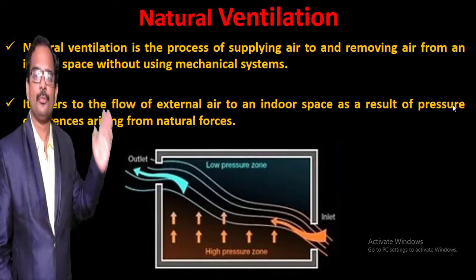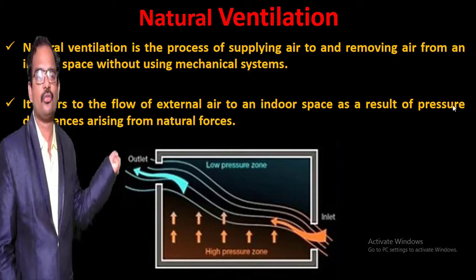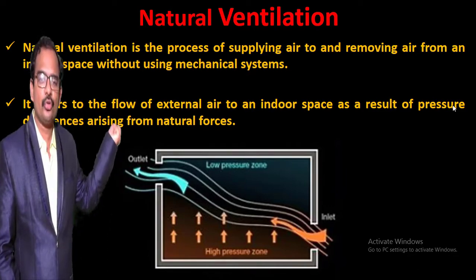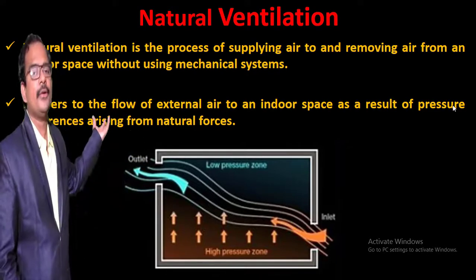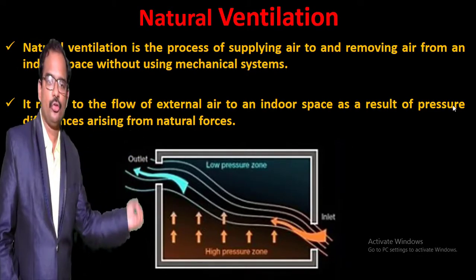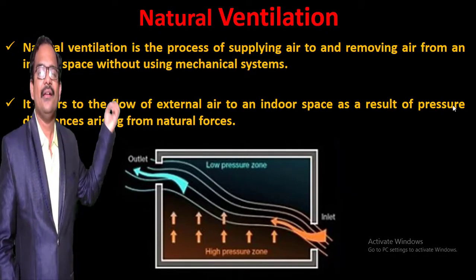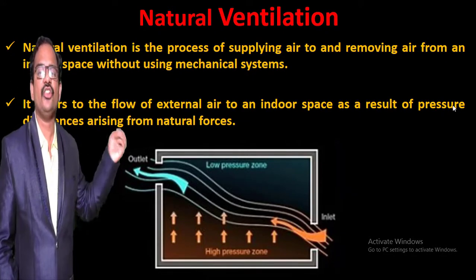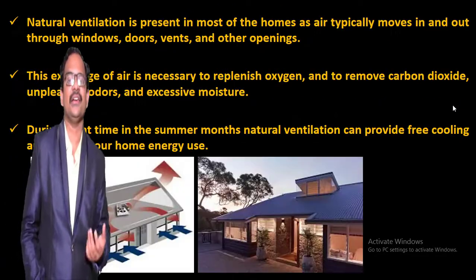The air will always move from the high pressure zone to the low pressure zone. Because of the natural creation of high pressure and low pressure zones inside the building, automatically there will be a movement of air from the high pressure zone to the low pressure zone, and that is why you will get fresh air circulation into the room through natural ventilation. And let's see it in detail.